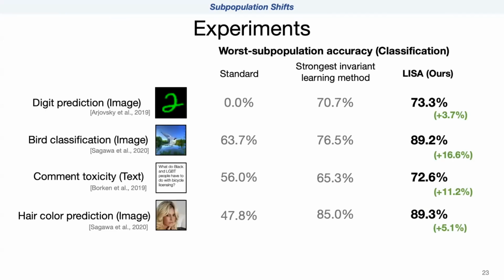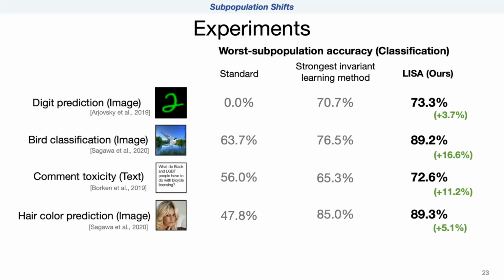Let's see how LISA performs. We apply LISA on classification problems from toy datasets to real-world datasets. For example, in this digit prediction, the digit color is spuriously correlated with the digit information. Also on bird classification, we aim to classify water birds and land birds. Since in this bird dataset water birds are always in water and land birds always on land, the bird type is spuriously correlated with the background information. Also on comment toxicity prediction, where the toxicity of the comment is spuriously correlated with demographic information. And finally, on this hair color prediction.